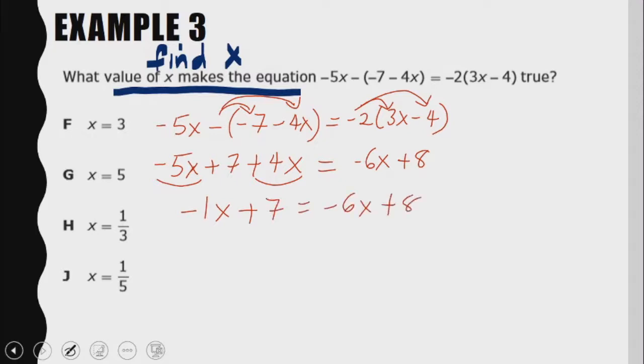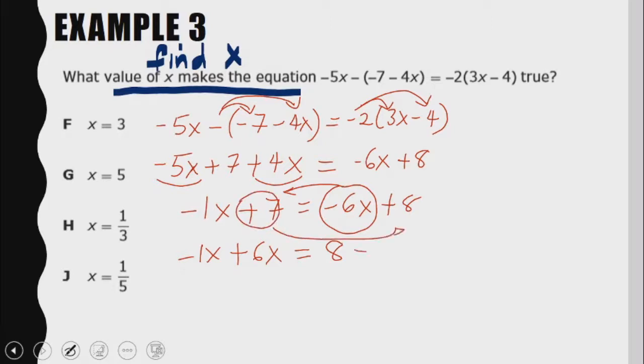Now we need to move this to the left. It is negative on the right, so when it gets to the left, it will become a positive. So now you have negative 1x plus 6x equals 8. This positive 7 too, we need to move it to the right, so it will become negative 7. In essence, 8 minus 7 is 1. Negative 1x plus 6x will be 5x.